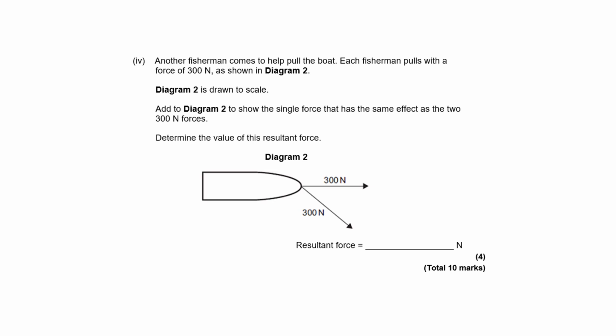Okay, so here we've got another diagram, in this case showing the boat being pulled with two different forces of 300 newtons in different directions. It then says, and this is quite important, that the diagram is to scale, and this is a bit of a hint that you're probably going to need to measure something on the diagram. But the first part of the question says add to diagram 2 to show the single force that has the same effect of the two 300 newton forces. What it's really looking for here is the resultant force.